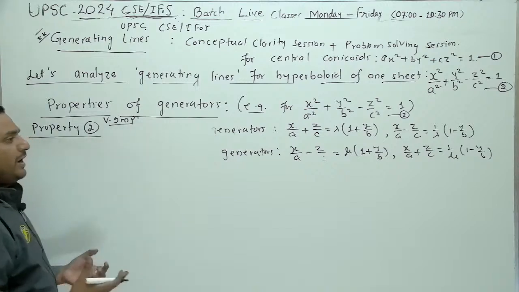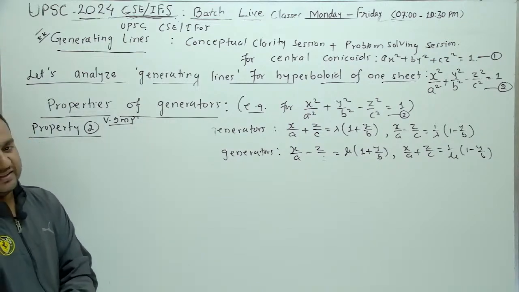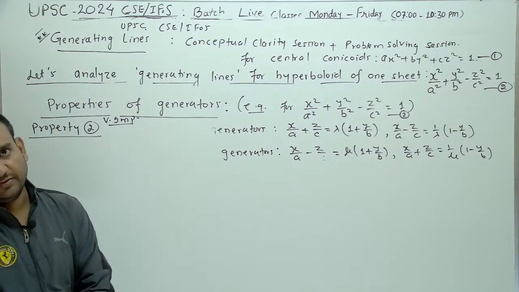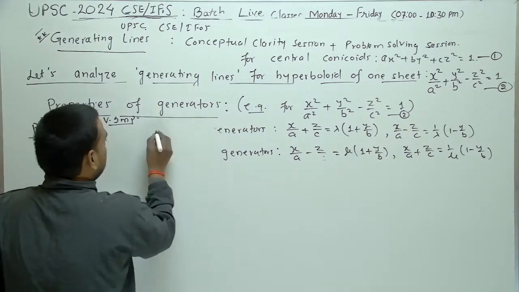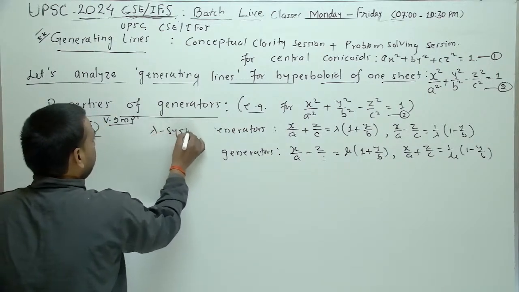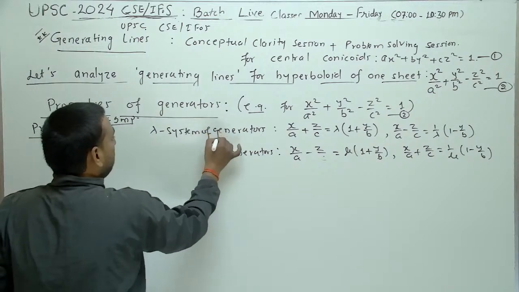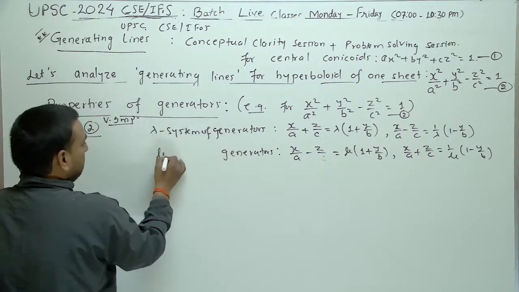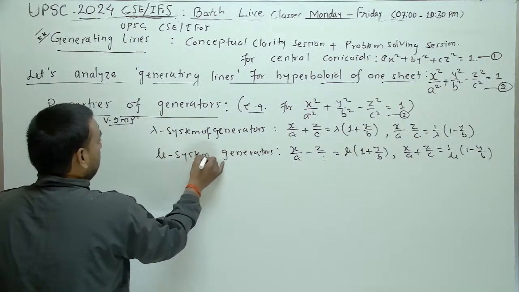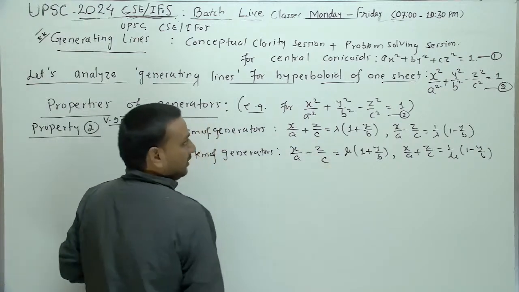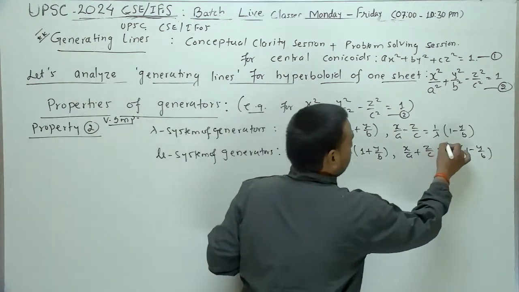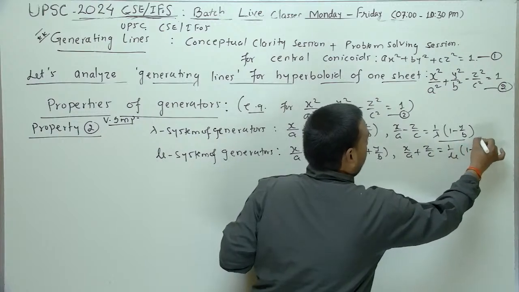Based on this, we will have problems to solve, be it in the CSE or the forest services. Okay? So let's say this is a lambda system of generators and this is a mu system of generators. Fair? So let's give this as equation 5.